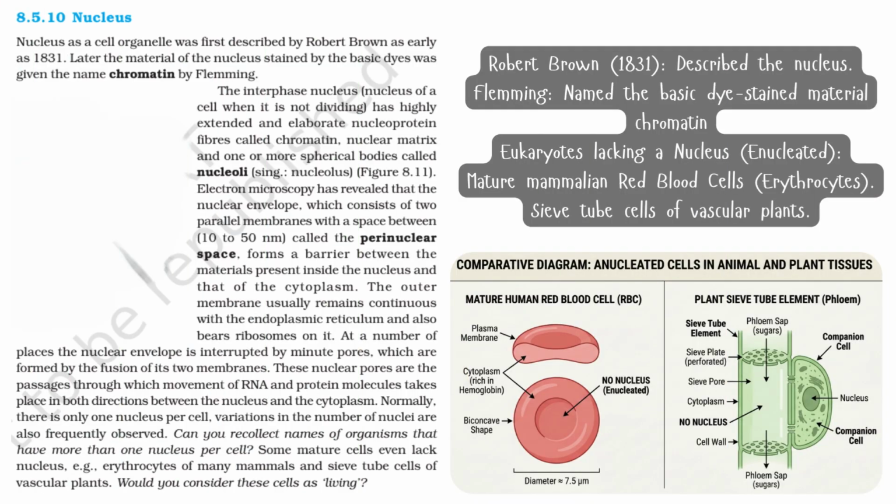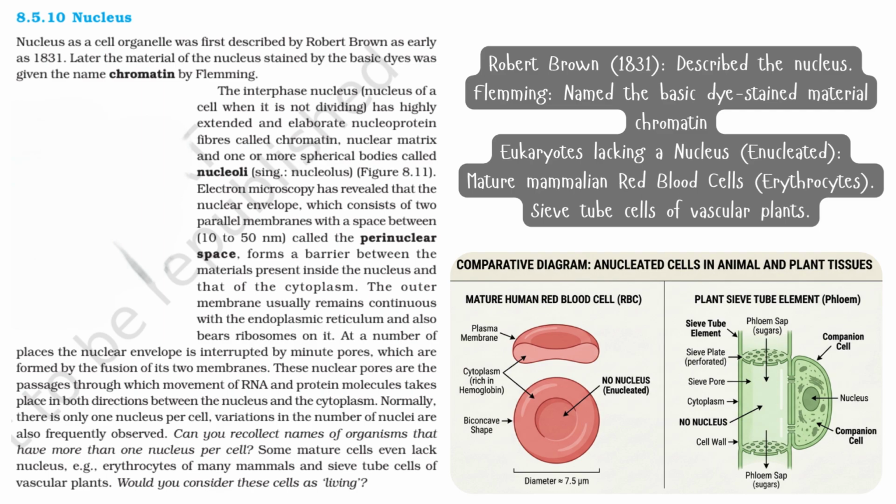Now let's look at the nucleus. First described by Robert Brown in 1831, its internal nucleoprotein material was later stained with basic dyes and named chromatin by Fleming. While most eukaryotic cells have a nucleus, NCERT highlights two major exceptions that lack one: mature mammalian red blood cells and the sieve tube cells of vascular plants.